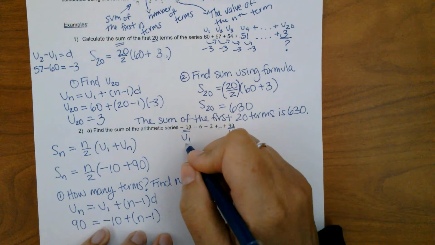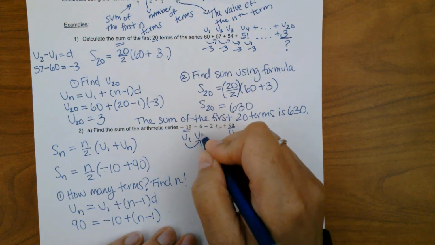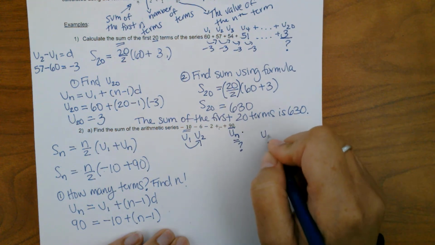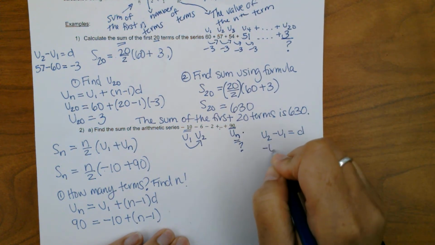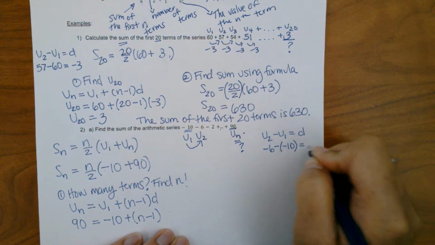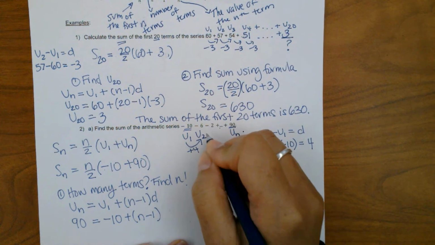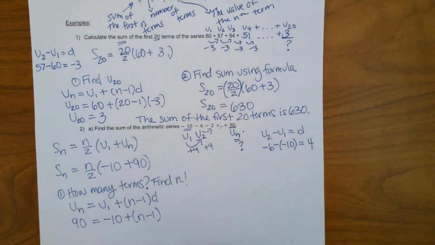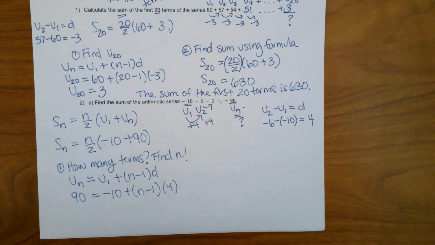So let's find that. What do we have to do to get from negative 10 to negative 6? So here's u sub 2. If we do u sub 2 minus u sub 1, we're going to get our common difference. So negative 6 minus a negative 10 equals 4. You can do that in your calculator if you want, or if you saw that you were going to add 4 every time, that's fine as well. All right, so we have a common difference of 4.